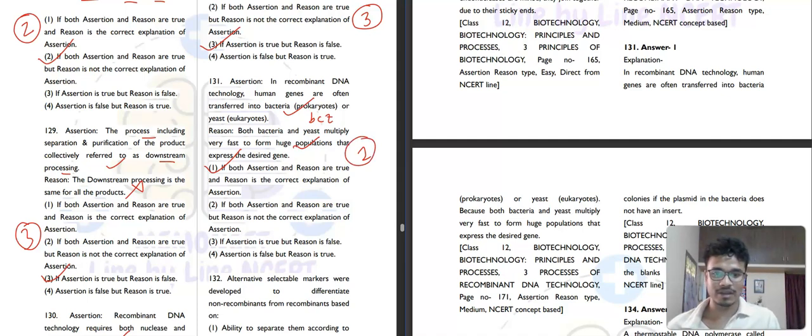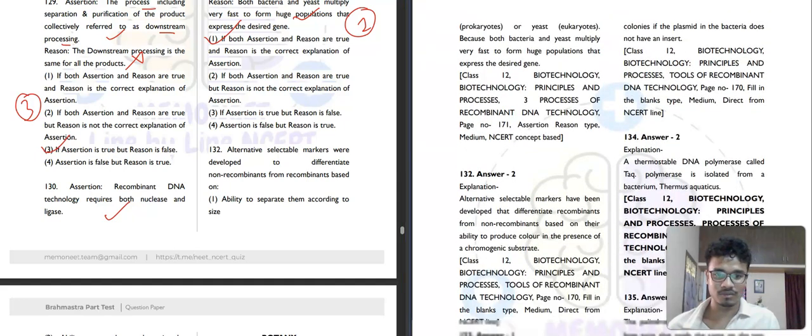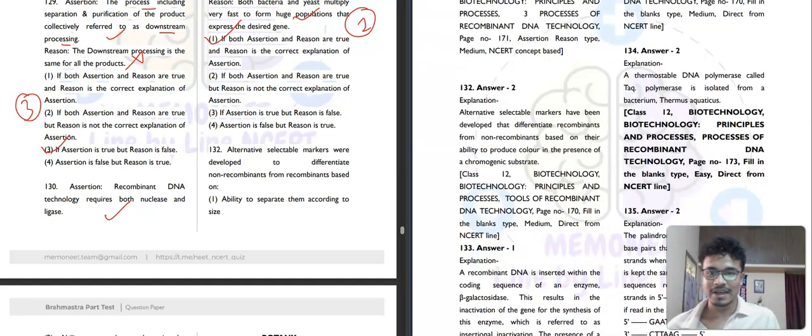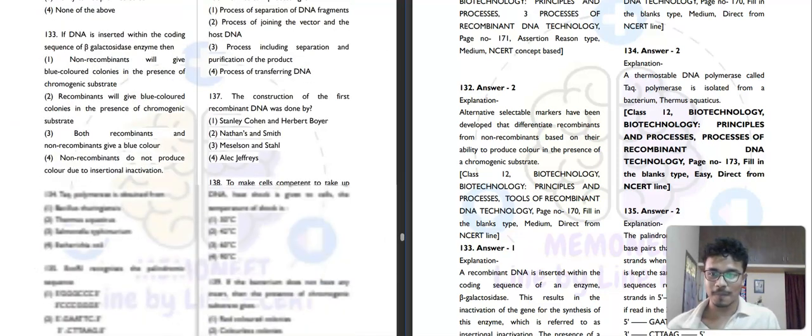Then question number 132. Alternative selectable markers were developed to differentiate non-recombinants from recombinants based on the ability to separate them according to size, no. Ability to produce color in the presence of chromogenic substances. That's why they are being differentiated. So second option will be your correct answer.